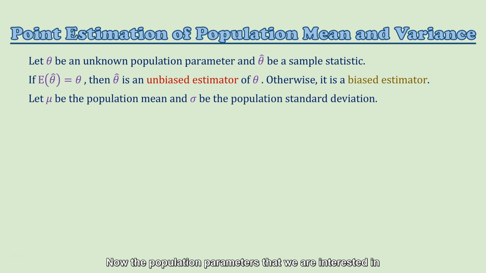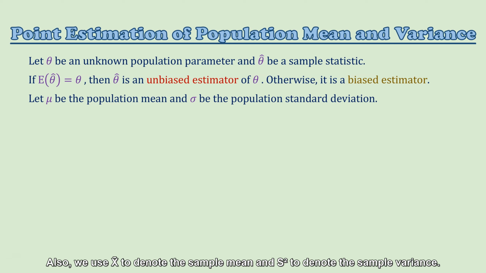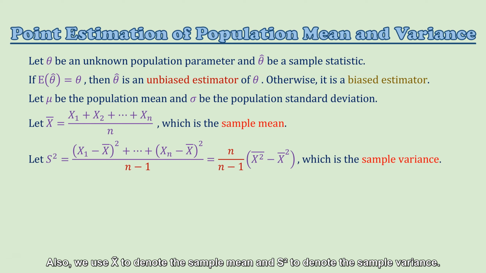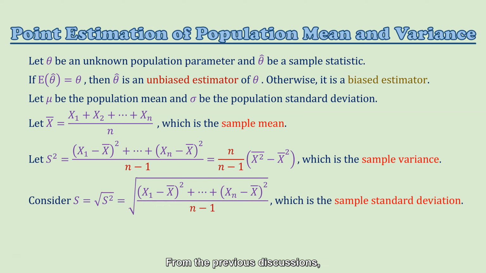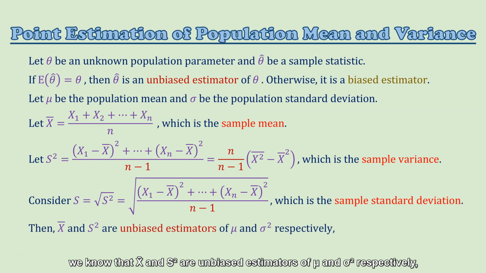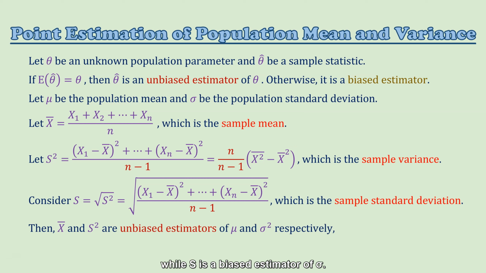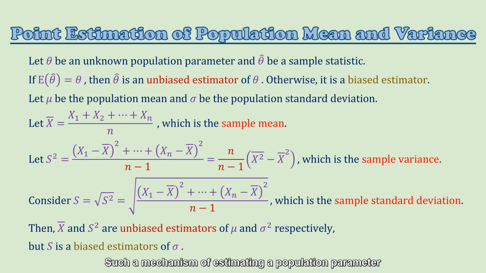Now the population parameters that we are interested in are the mean mu and the standard deviation sigma. Also, we use x bar to denote the sample mean and s squared to denote the sample variance. In this way, s refers to the square root of s squared, which is known as the sample standard deviation. From the previous discussions, we know that x bar and s squared are unbiased estimators of mu and sigma squared respectively, while s is a biased estimator of sigma. Such a mechanism of estimating a population parameter by a single quantity is called point estimation.